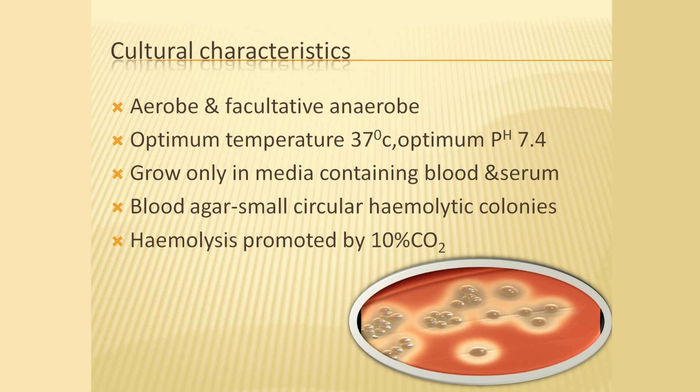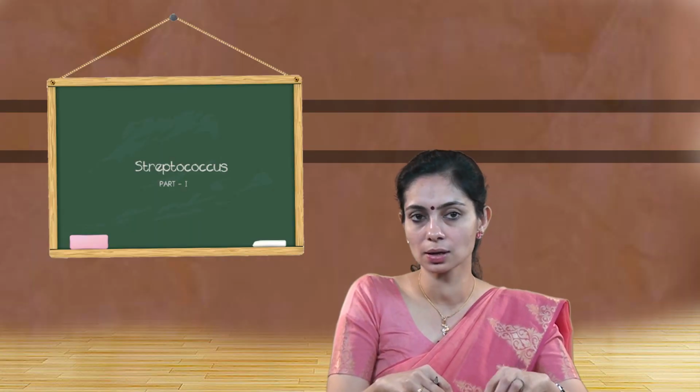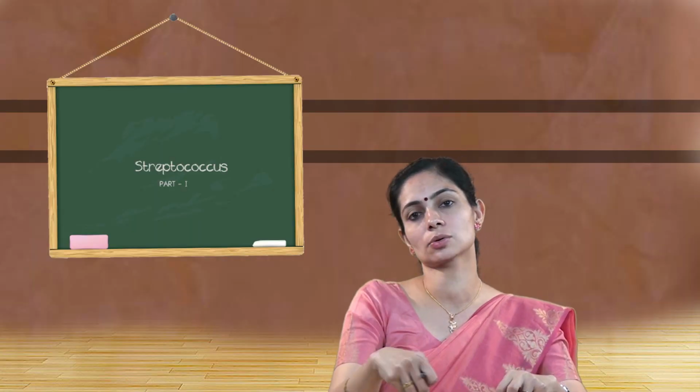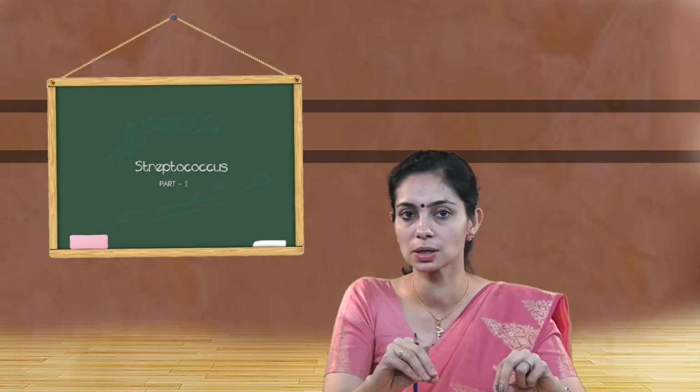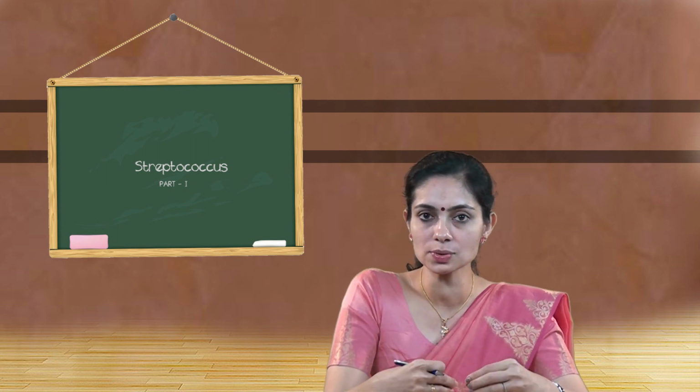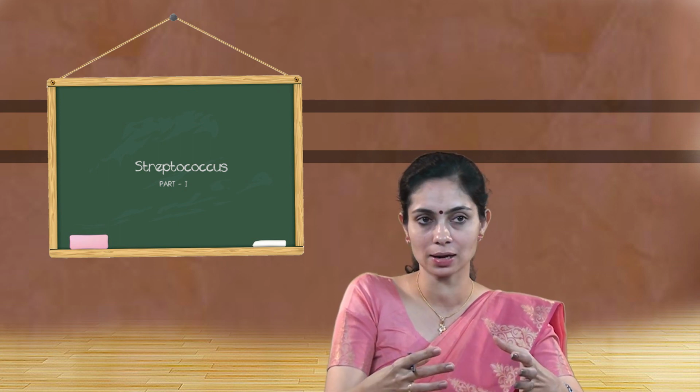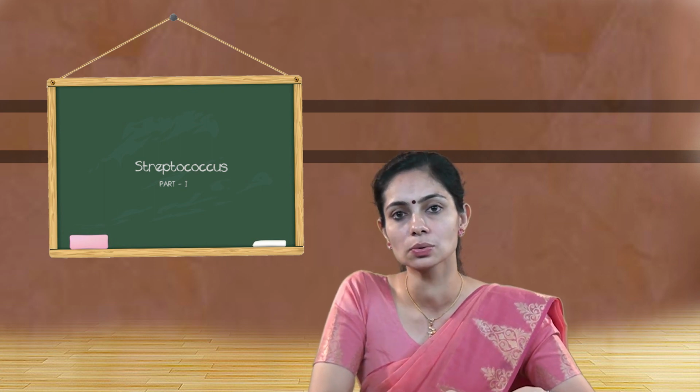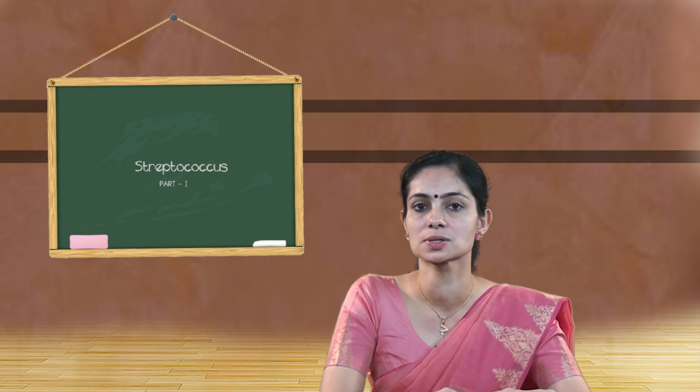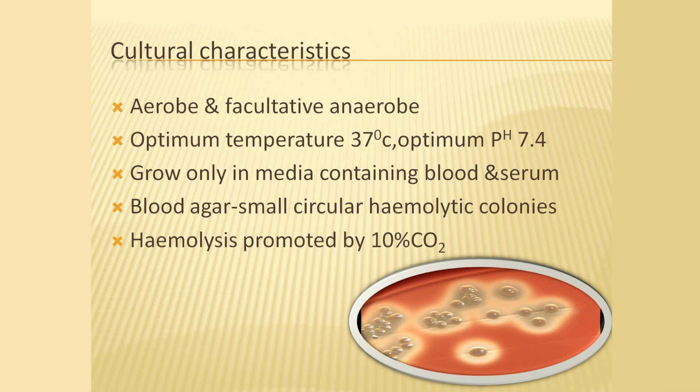As we discussed in detail how we classify, we saw that Streptococcus pyogenes comes under beta hemolytic streptococci. That means it shows complete clearing. As you see, there will be a clear zone around the bacterial colony that shows beta hemolysis. And if you want to see this beta hemolysis enhanced, you can grow the bacteria in the presence of 10% carbon dioxide. That will lead to better hemolysis.